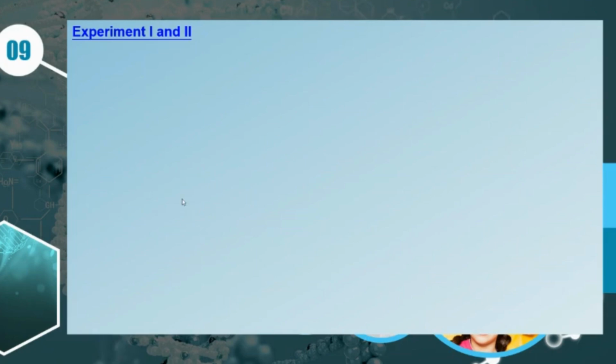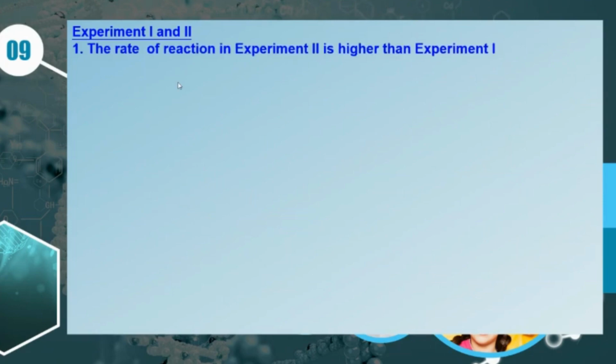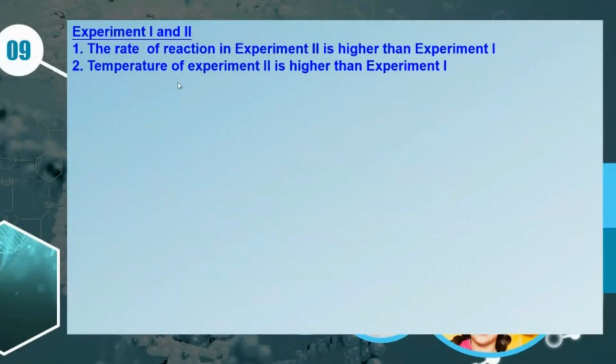Okay, class, now we check together. So experiment 1 and 2. First, you can mention the rate of reaction in experiment 2 is higher than experiment 1. You can also write this at the last point, so it's up to you. I write first, so we directly go to the factor. Temperature of experiment 2 is higher than experiment 1.